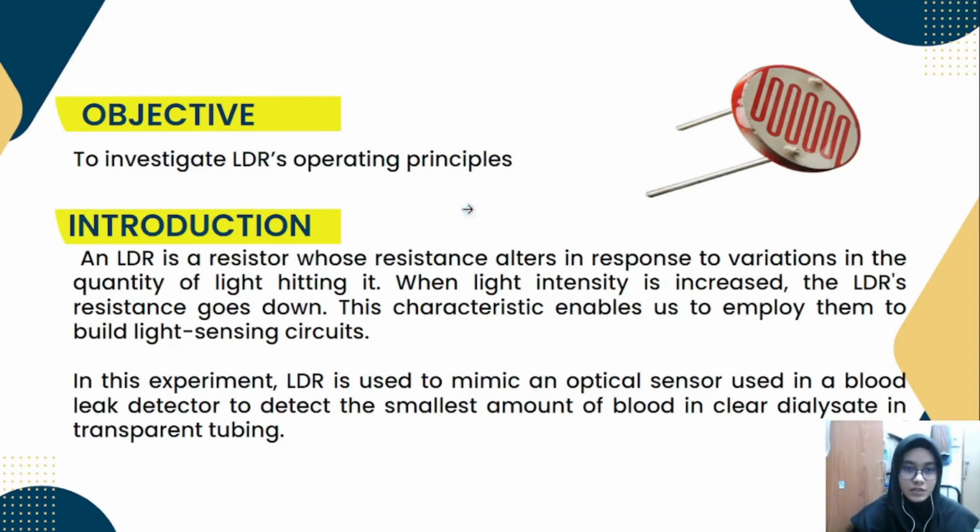LDR is a resistor whose resistance alters in response to variation of quantity of light hitting it. When the light intensity increases, the LDR resistance goes down. This characteristic enables us to employ LDR to build light sensing circuit. In this experiment, LDR is used to mimic an optical sensor used in the blood leak detector to detect the smallest amount of blood in clear dialysate in the dialyzer.